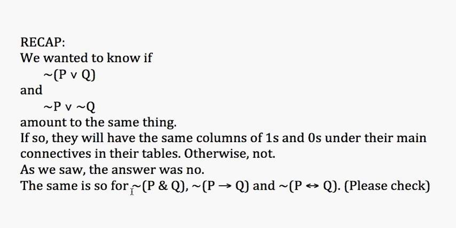The answer was no. You should go on and do the same exercise, except confirm for yourself that when we have not (P and Q), that doesn't distribute. Likewise, not fails to distribute over the arrow, and not fails to distribute over the double arrow. And those little finger exercises will help you develop your facility at doing truth table problems.